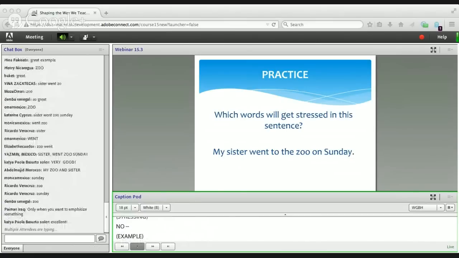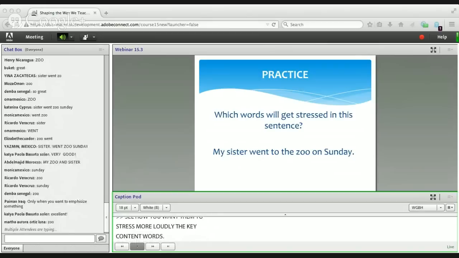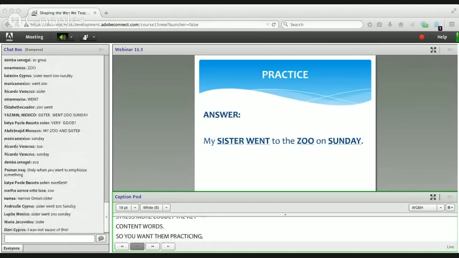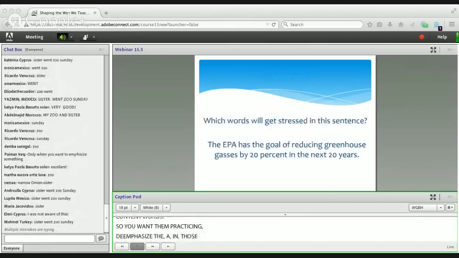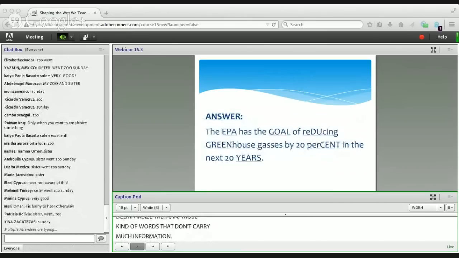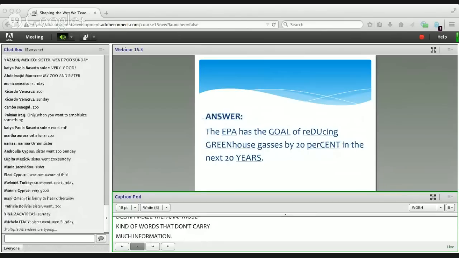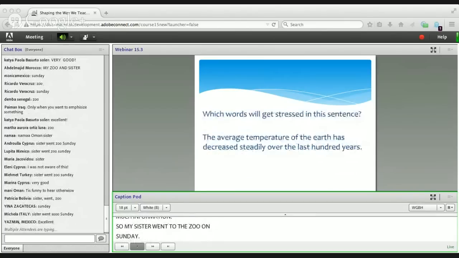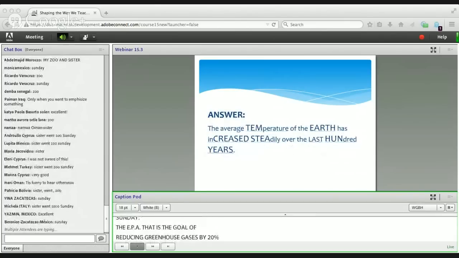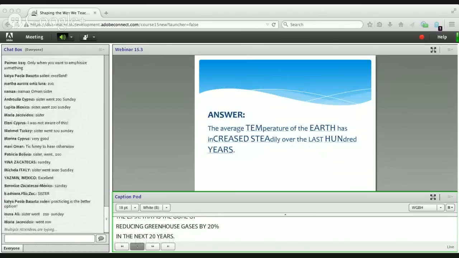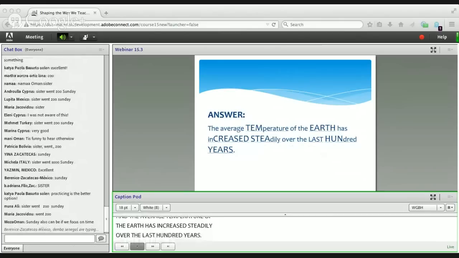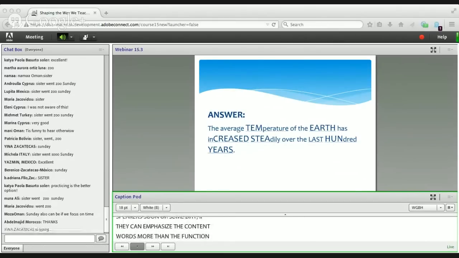And that way, you want them practicing, de-emphasizing the, and those kinds of words that don't carry much information. So my sister went to the zoo on Sunday. Or we did this already, but I'll show you the answer again. The EPA has the goal of reducing greenhouse gases by 20% in the next 20 years. And the average temperature of the Earth has increased steadily over the last 100 years, okay? So the point is, if they're going to interact with native speakers soon or someday, if they can emphasize the content words more than the function words, they'll be understood better. Okay, so that's a good skill to have them become aware of.